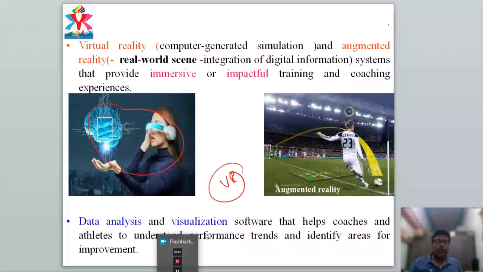Before going to the match, you are creating some kind of thing and visualizing things on your own with the help of these kinds of sensors. You are creating some kind of virtual realities in a similar way, in a physical manner, for impactful training. So how is the real world scene integrated with the digital information?